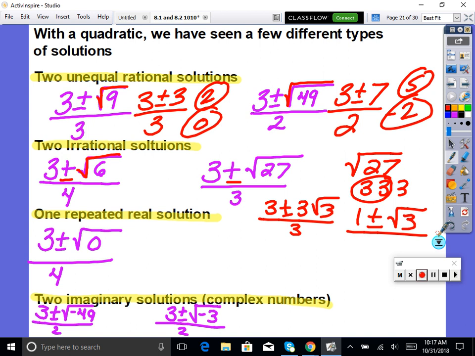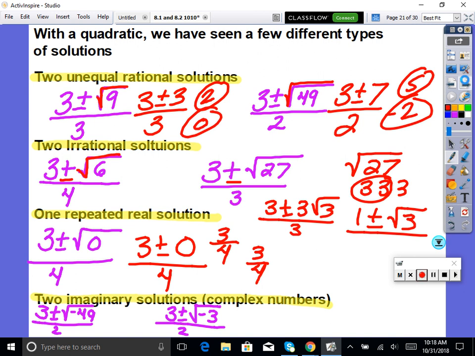Now what if it's a 0 under the square root? Well, then we have this. 3 plus and minus the square root of 0 is 0, all over 4. Is that the same answer or what? 3 plus 0, 3 minus 0, same thing. 3/4. Do you see how we get one solution, but we get it repeated twice? One repeated solution. So if under a square root is 0, we get a repeated solution. Now if we have a negative under our square root, we know that's where our imaginary solutions come from, obviously, right? That one's the most obvious to us. Two imaginary solutions.